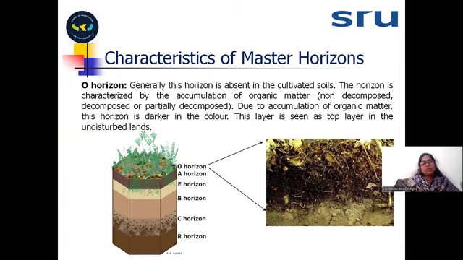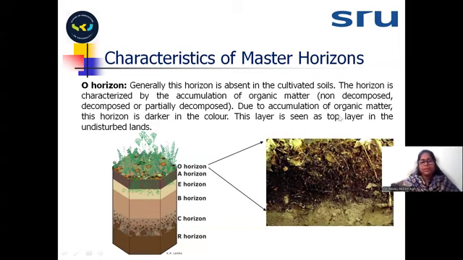So in cultivated soils, due to continuous soil disturbance, the organic matter is lost, with the top layer lost. So the soil profile starts from A horizon in cultivated soils. Due to the accumulation of a high amount of organic matter, it is very dark in color, and this layer is seen as the top layer only in undisturbed soils and forest soils, as I said. So you can see the image also. This is the top layer and how dark it is.